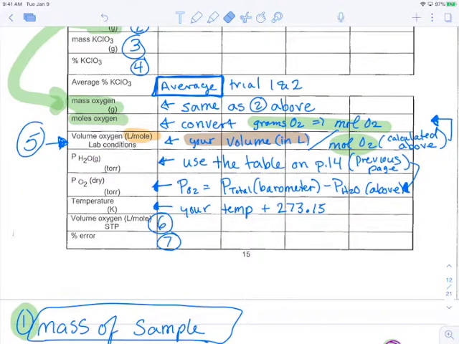All right, so next up is temperature. You'll take the temperature that's given in the data set and add 273.15 to put it into Kelvin. And then I'm going to go over the volume of oxygen because it's a little more detailed with you.